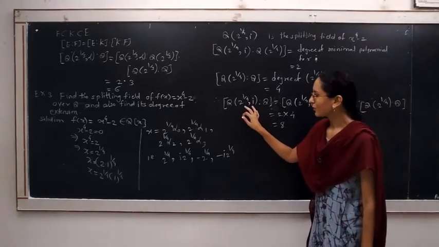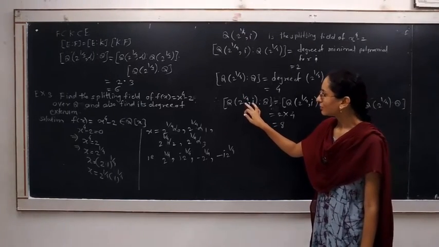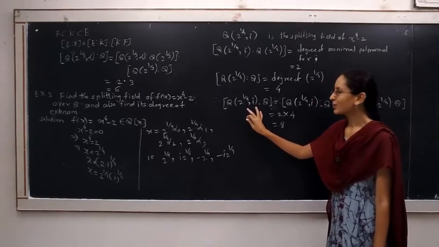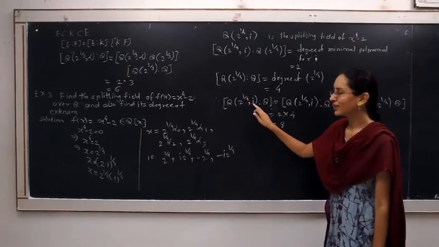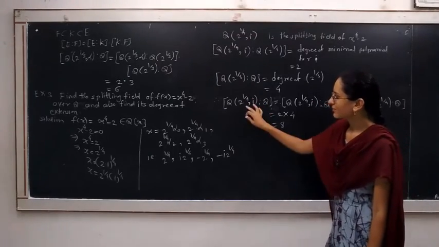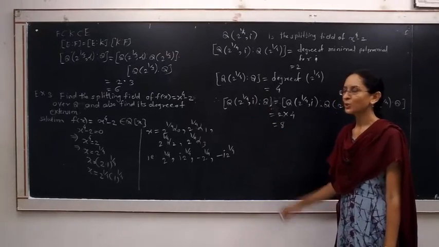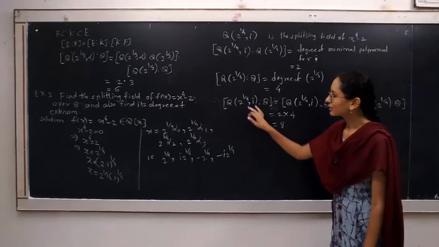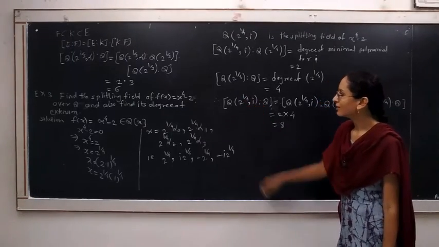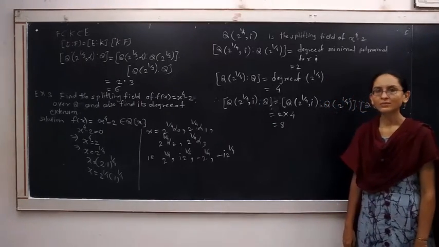This field consists of all the roots. As 2 raised to 1 by 4 and i belong to this field, therefore the product of the elements, 2 raised to 1 by 4 into i, also belongs to the same field. Hence this field consists of all the roots of the polynomial f(x). It is the smallest extension over Q generated by the two elements 2 raised to 1 by 4 and i. Hence it is the splitting field of the polynomial x raised to 4 minus 2. Thank you students.